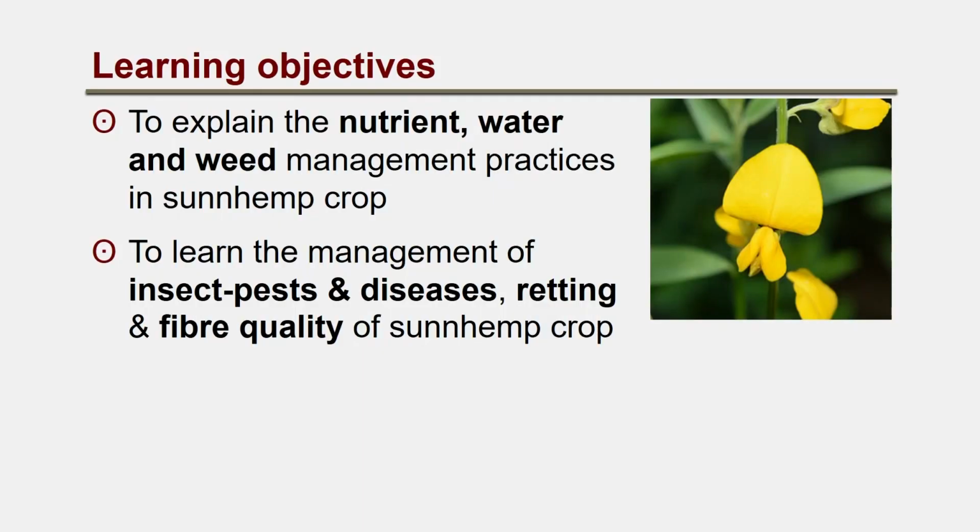So overall learning objectives of this lecture are to explain the nutrient, water and weed management practices in sannhemp, means how one should go for nutrient management in this crop, what should be the options for water management and how to control the weeds. So these subjects will be covered. In addition to that, you will learn the management of insect pests and diseases and retting and fiber quality. Particularly this crop when grown for fiber purposes, then how to go for retting and how the quality of fiber is important. So all these aspects are going to be covered in this lecture.